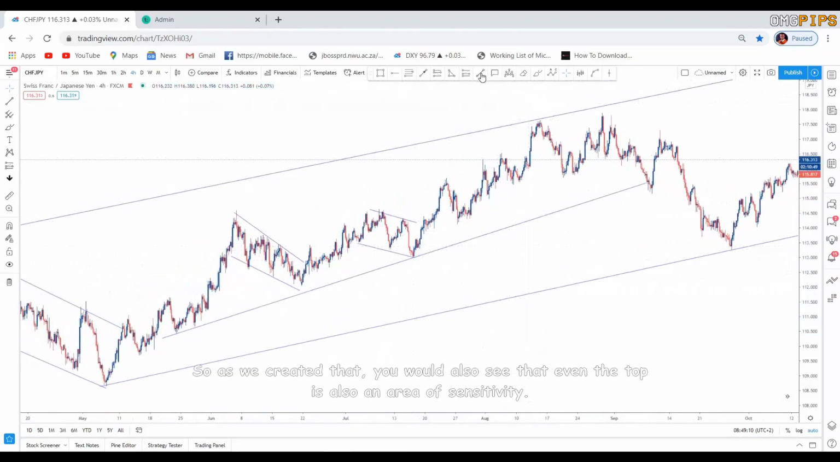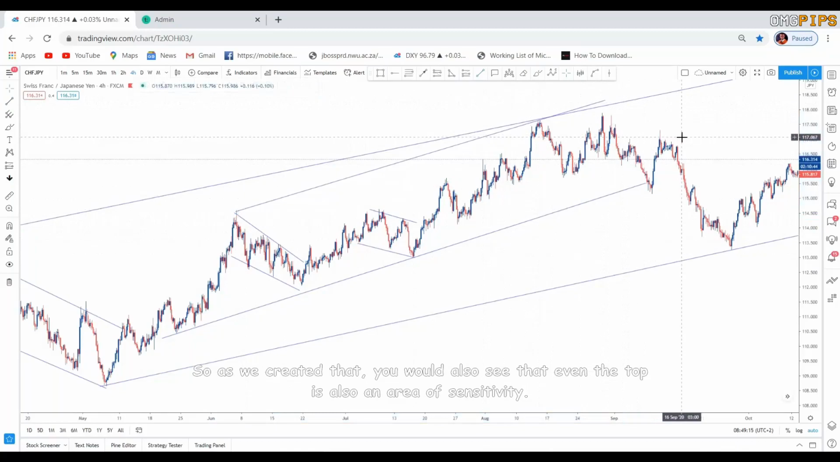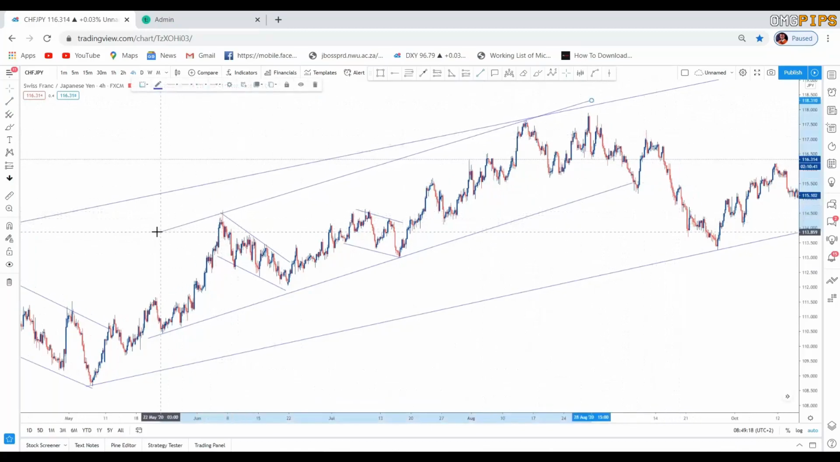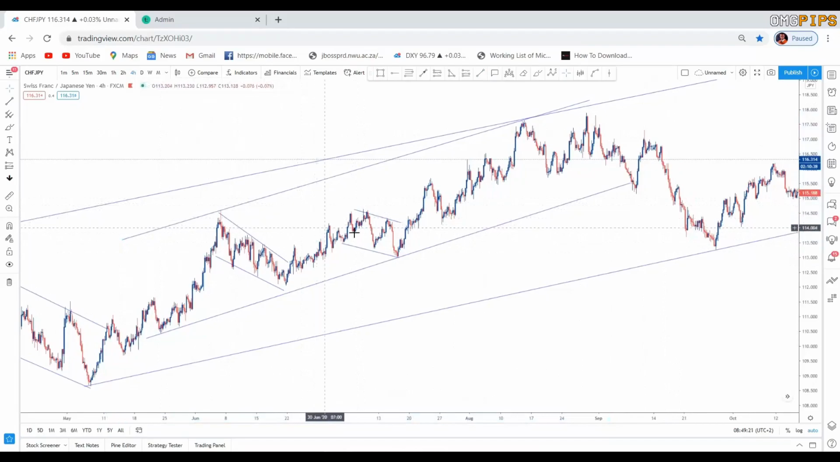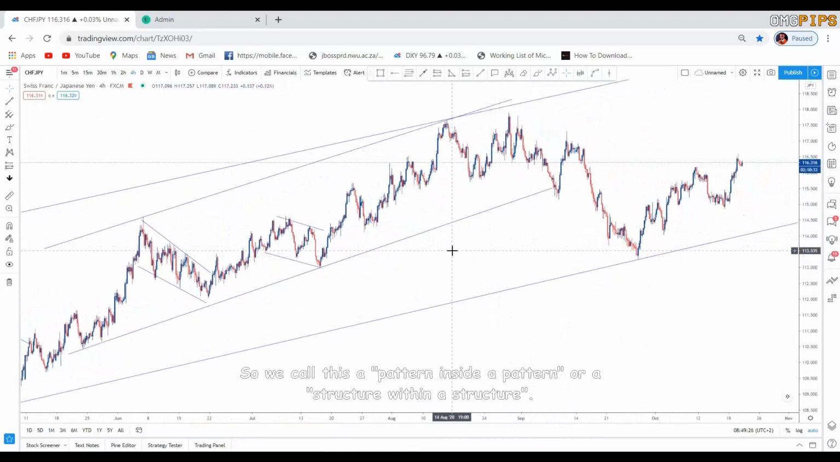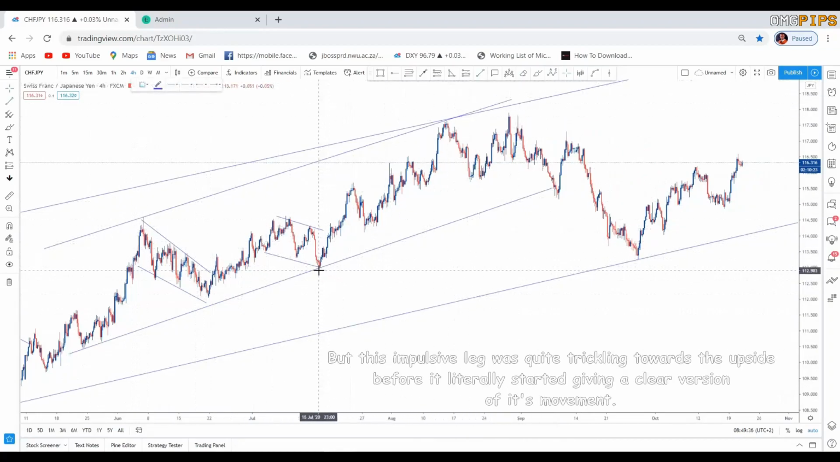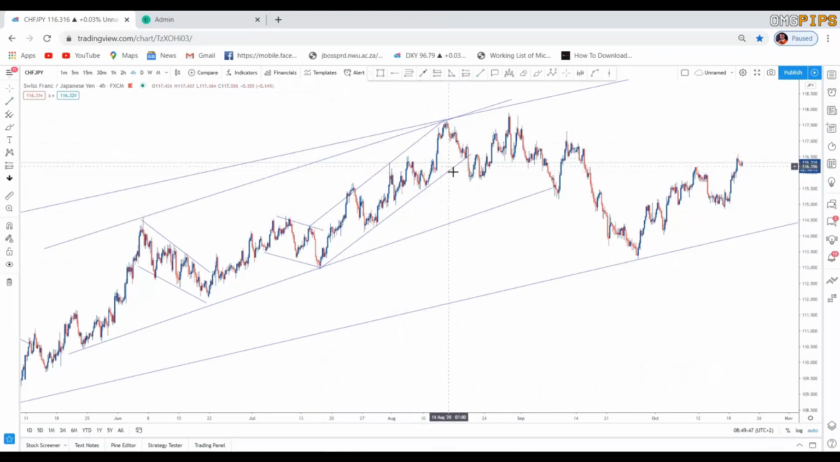So as we created that, you would also see that even at the topmost point right there, it is also an area of sensitivity, right? Even at the top right here is also an area of sensitivity. So we call this a pattern inside a pattern, or a structure within a structure. This was a push exhaustion, which means impulse move, correction, impulse, correction, then impulse. But this impulsive leg was quite trickling towards the upside before it started giving a clear version of its movement. As you can see, it was trickling, moving up and down, creating an ascending type of nature.